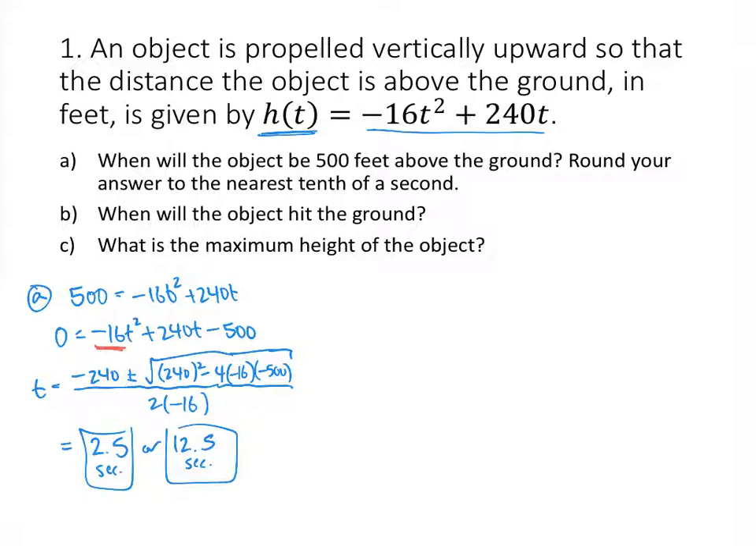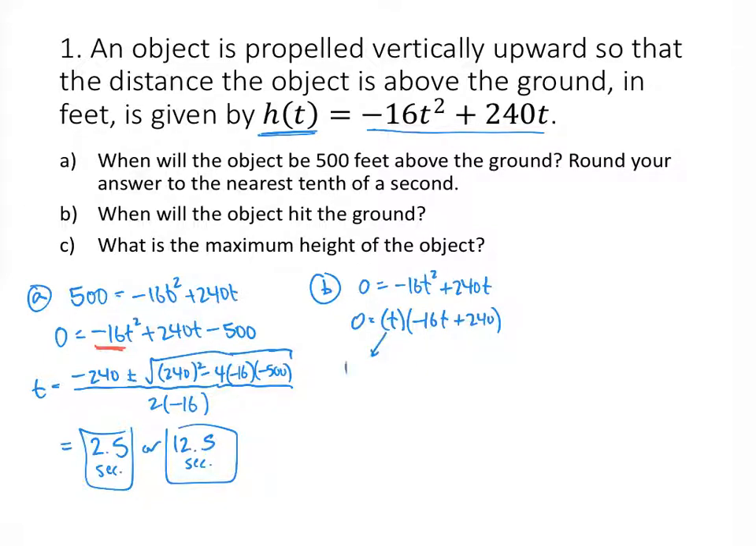Now for part B, we want to know when the object will hit the ground. We have to realize that if h represents height, then on the ground is where the height equals 0. So, similar to what we did in part A, we're going to set height equal to 0. We get negative 16t squared plus 240t equals 0. Now this one we can factor, because we can just factor out a t. So we get t times negative 16t plus 240.